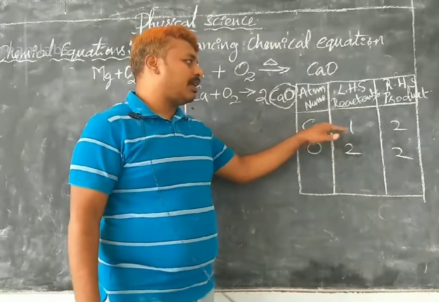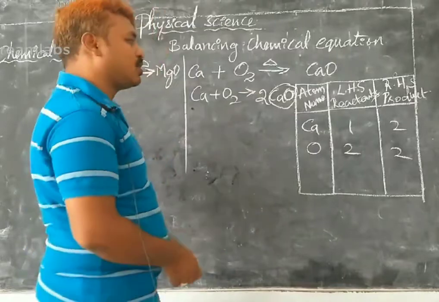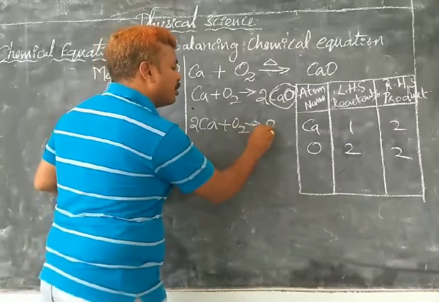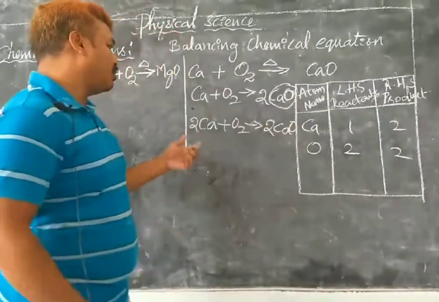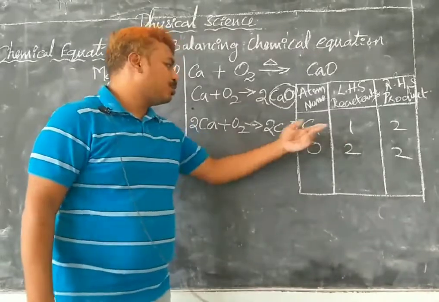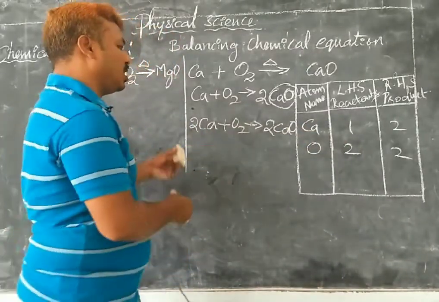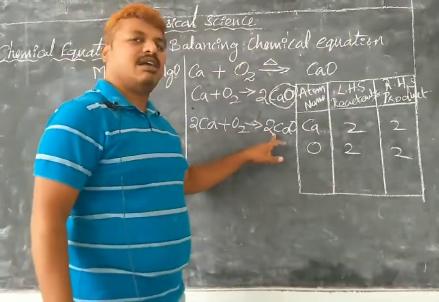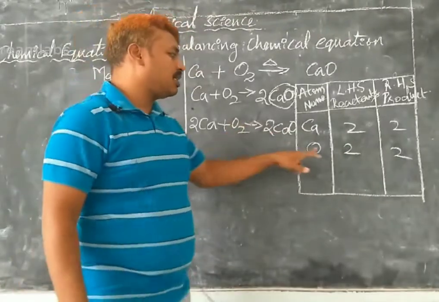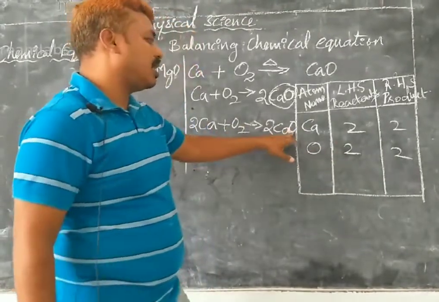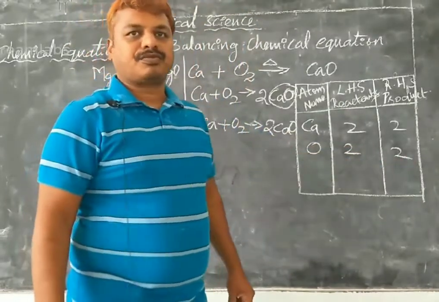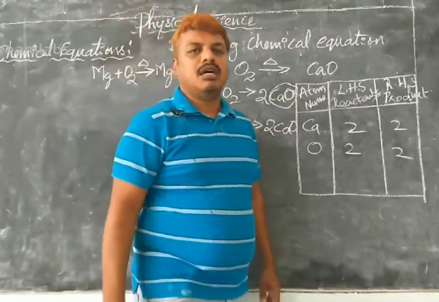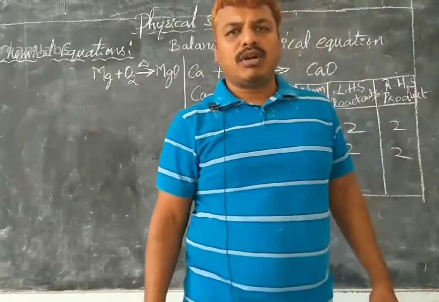Again there is a problem with the calcium now. To readjust this, I will write 2Ca plus O2 gives rise to 2CaO. On the left hand side I put 2 in front of calcium. Then in the chemical equation I have 2 calciums on the left and 2 on the right, and 2 oxygens on the left hand side and 2 oxygens on the right hand side also. This is how we balance the chemical equation. In detail, some more examples we will see.